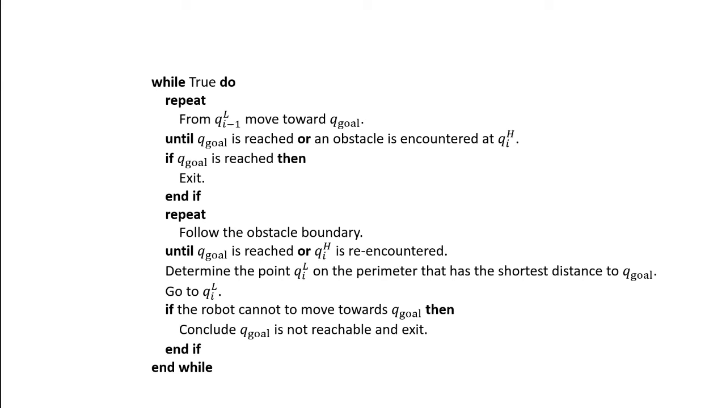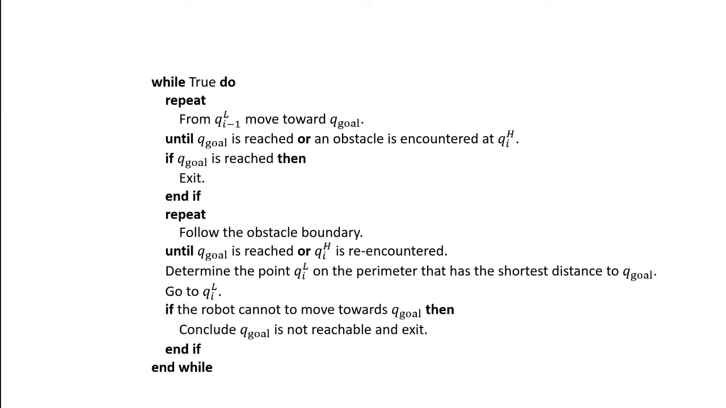If it's the goal, then it exits. But if it's not the goal, it has encountered an obstacle, it follows the boundary of the obstacle until either it reaches the goal or it re-encounters the hit point. When it re-encounters the hit point, it has encircled the entire obstacle, and now the point is that it has visited all the points on the perimeter and it finds the leave point, QL, on the obstacle I.